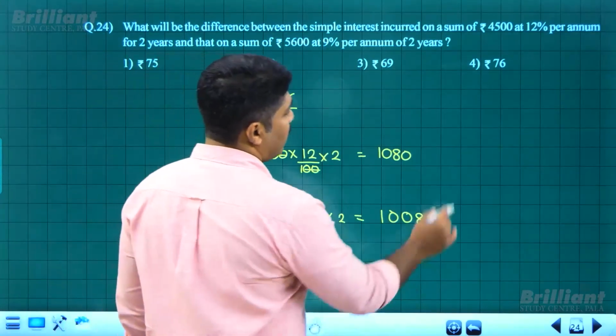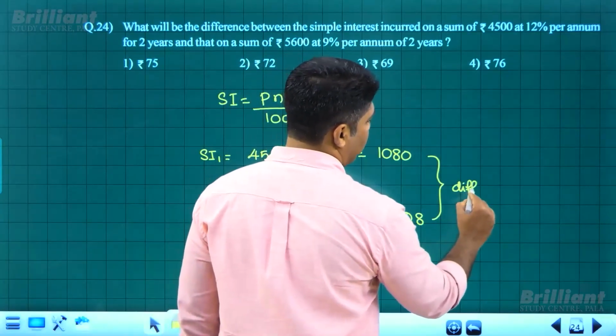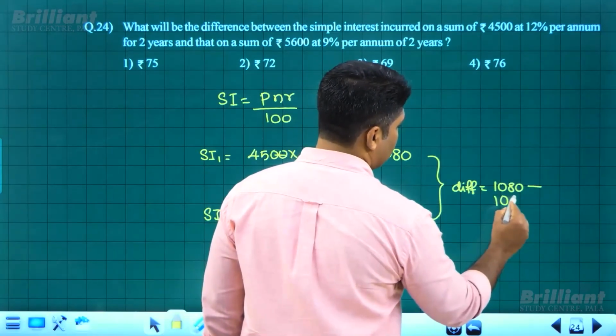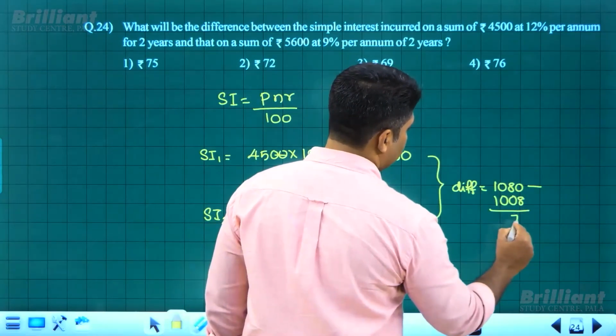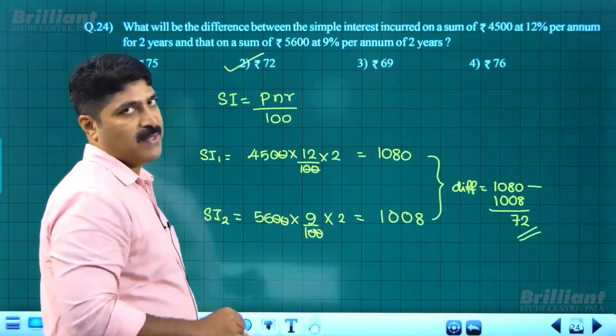We have to find out the difference. So the difference between these two interest amounts is equal to 1,080 minus 1,008, which is equal to rupees 72. Here the answer is rupees 72.